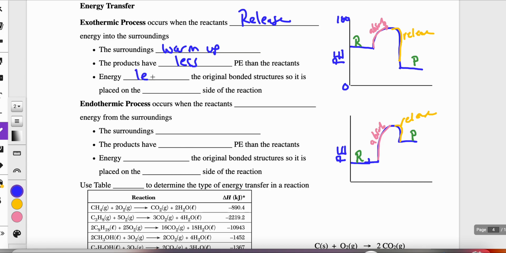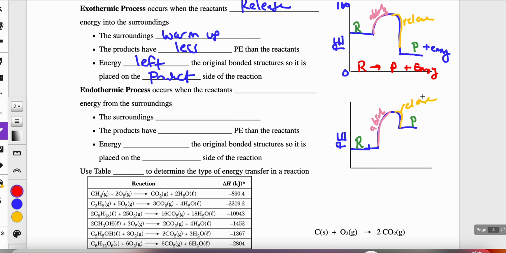So more energy left the original bonded structures. And because it was part of the reactants and it left the reactants, we place it on the product side of the reaction. So if I was to do a little summary over here, I might write a general reaction like this. The reactants form the products and release energy. So I would see energy noted on the product side.